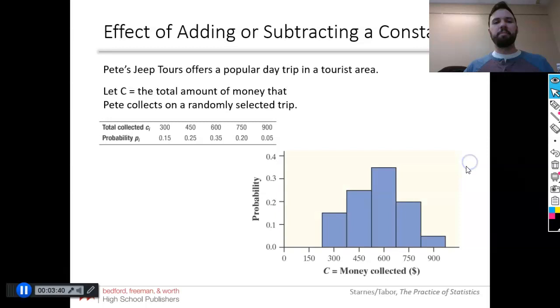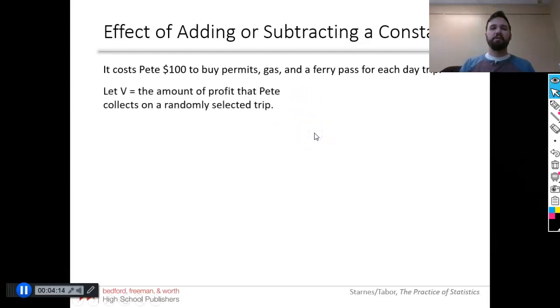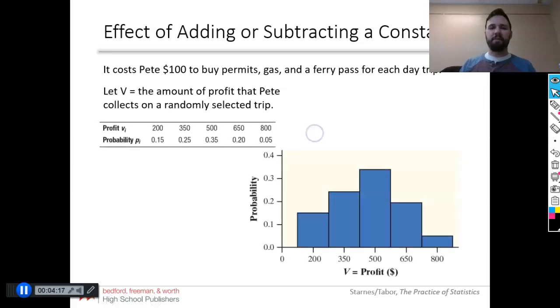So remember Crazy Pete from the 6.1a video, and his randomly collected money for people. If you recall, there's a 5% chance it costs you $900, a 20% chance it was $750, and so on and so forth. You guys can read, I hope. Now, Pete has to pay $100 for each trip he goes on. So instead of looking at how much money he brings in, we want to know what's his profit.